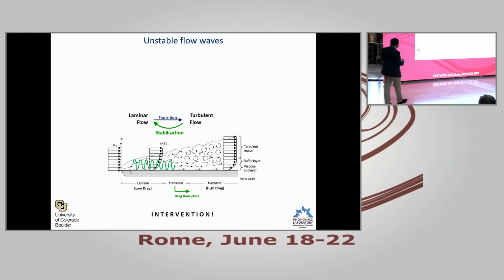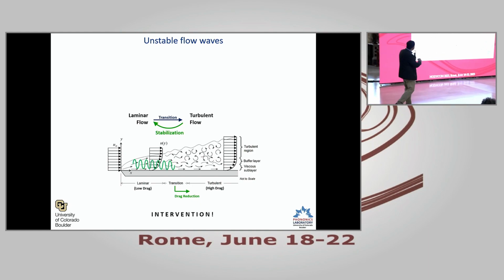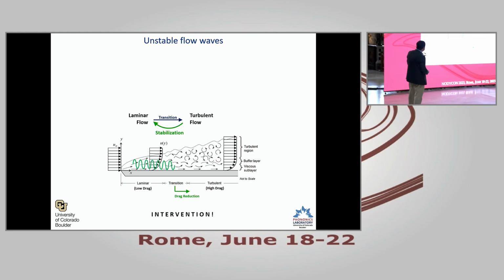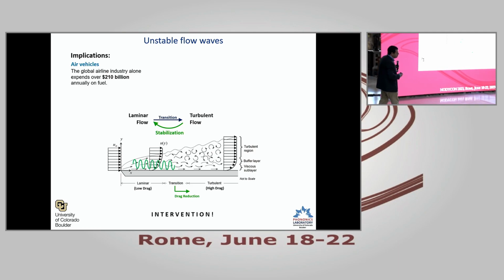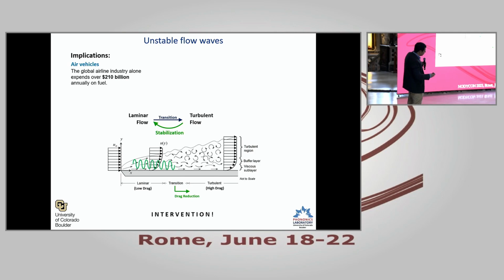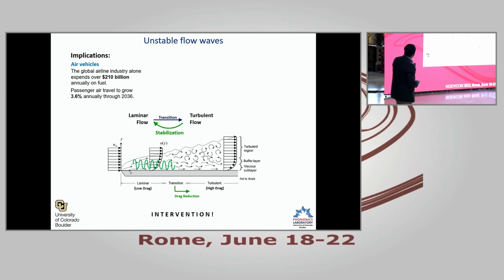Now, the idea is that we would like to intervene in a rather sophisticated way, I believe, to stabilize that wave. And we would like to do it passively. So if we're able to do this, then the benefits can be quite large. I think it cannot be overstated. Just to give you an idea here, the $210 billion is an estimation of the fuel expenditures globally, and the number of passengers is increasing rapidly.